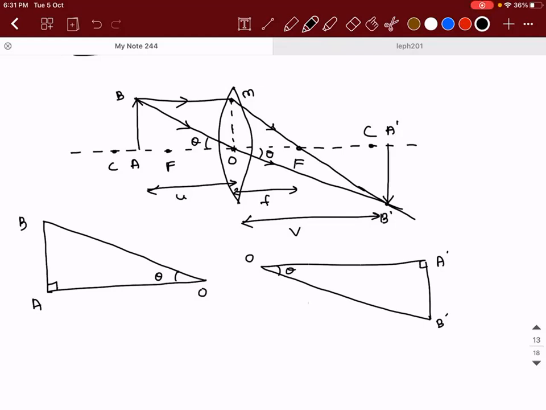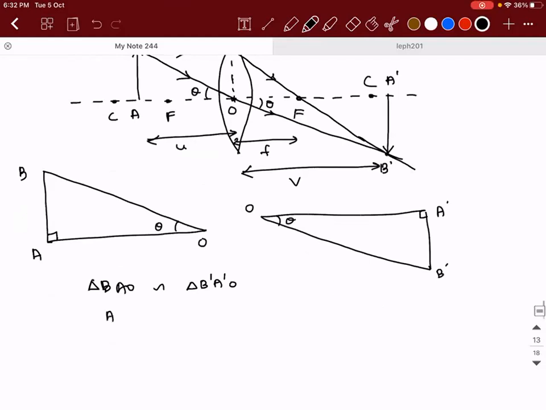Now, can I say that the triangle BAO is similar to triangle B dash A dash O? Then I'll get AB divided by A dash B dash is equal to AO divided by A dash O. And let me call this equation number 1.